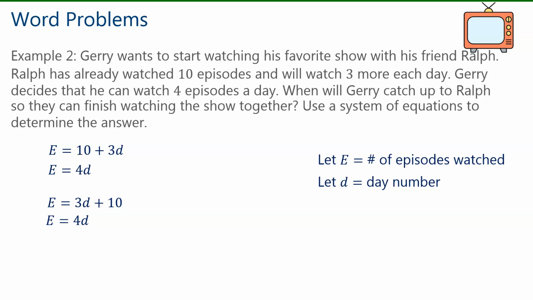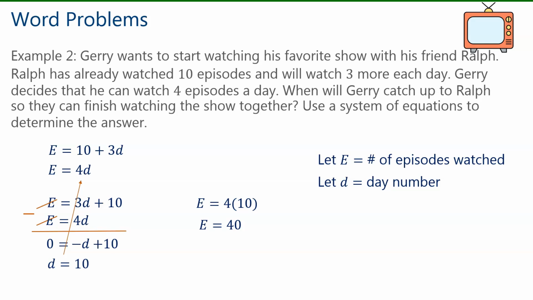So now I can just eliminate E by simply subtracting these 2 equations. So E take away E is 0. 3D take away 4D equals negative D. And then 10 take away nothing is 10. Now I'm just going to bring the negative D over to the left-hand side, so we get D equals 10. So now let's replace that right here for D, so we can figure out what E is. So E is just going to be 4 times 10, which is 40.